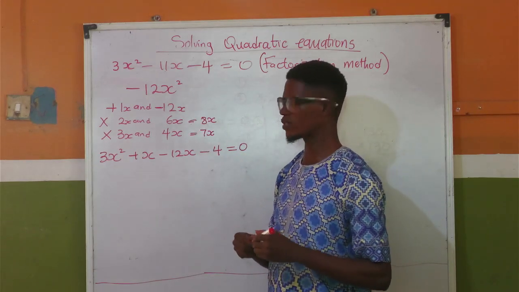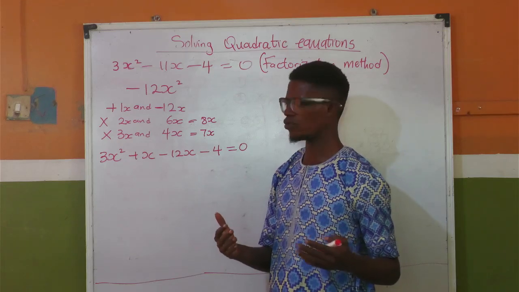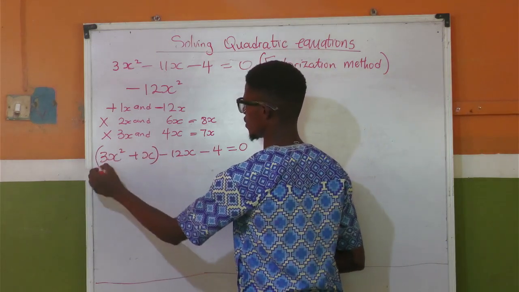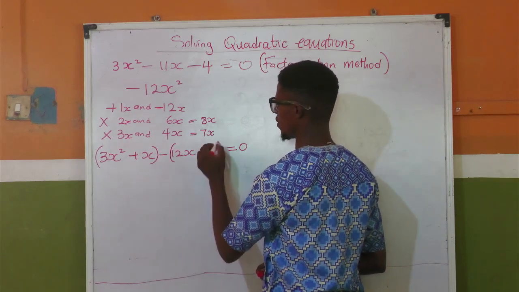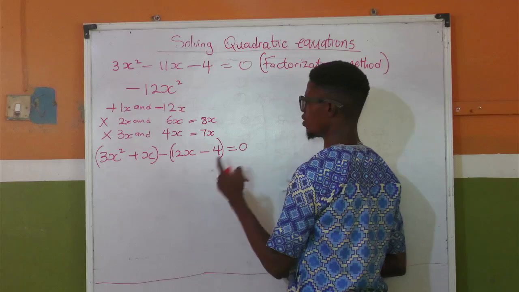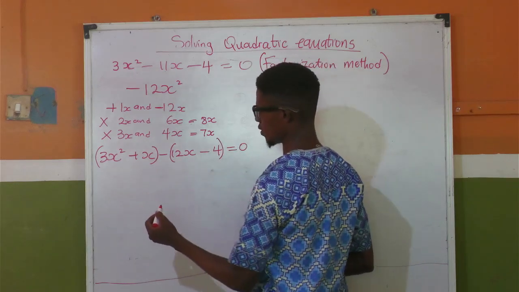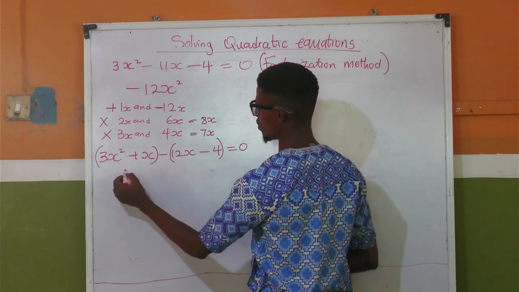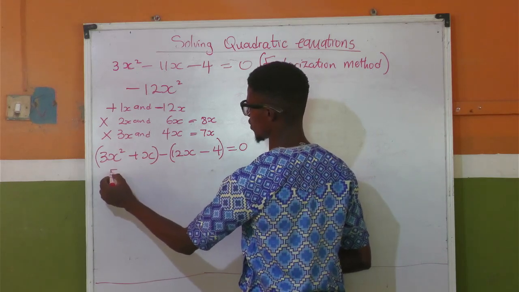Now what we simply do is to group them into two sides. So what that means is that you just put a bracket here. Are you getting me now? Now you have grouped each of them. So what we now do is to factorize each of these expressions.